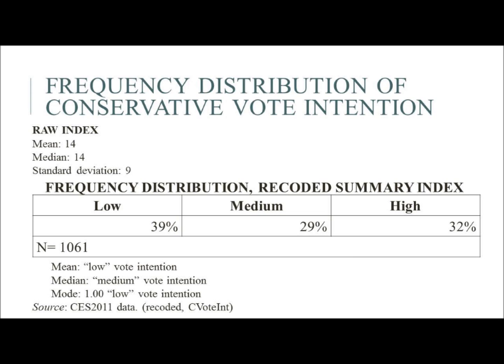A standard deviation of 9 indicates an average deviation from the mean on a bell curve distribution. For the frequency distribution of the recoded summary index into three categories, we can see that on average, respondents had a low vote intention for the Conservative Party. Furthermore, the middle respondent in the frequency distribution had a medium vote intention for the Conservatives. And lastly, the majority of respondents, or 39%, had a low vote intention for the Conservative Party, followed by 32% and 29% of respondents who had a high and a medium vote intention, in that order, for the Conservative Party.